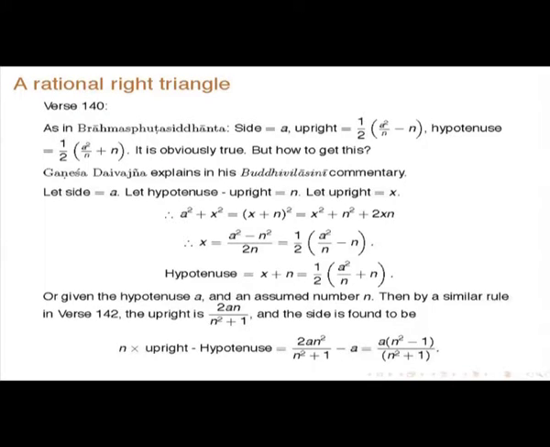Or suppose you are given the hypotenuse and an assumed number. Here hypotenuse A and an assumed number n are given, then you will find the upright to be 2an by n squared plus 1 and the side to be a into (n squared minus 1) by (n squared plus 1). So, these are some ways of construction.